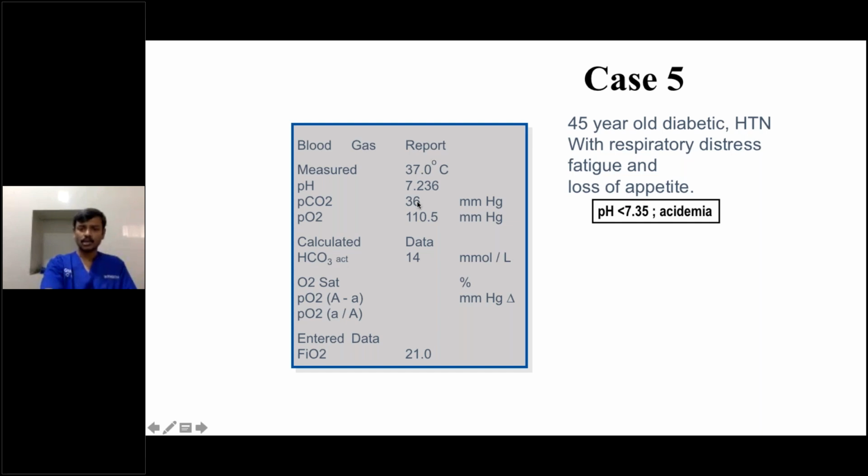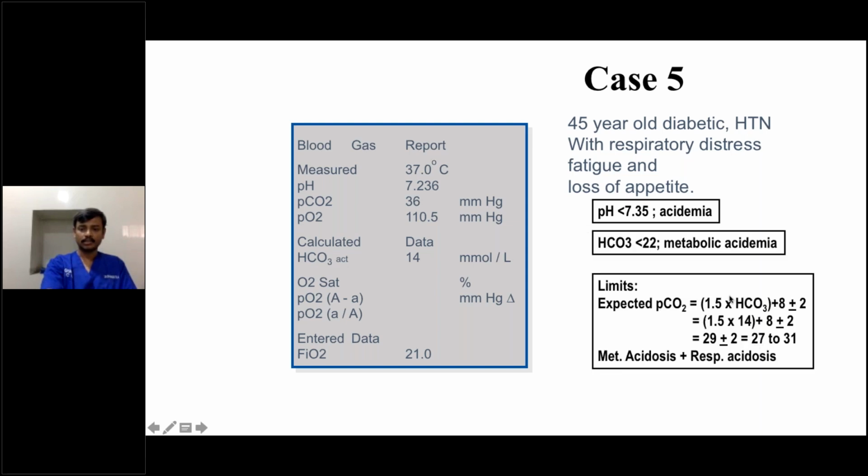We all should know: 1.5 times 14 plus 8 becomes 29. So the range is 27 to 31. It should be 27 to 31, but PCO2 is 36, higher than expected. So there is a respiratory acidosis also. In this case, there is a metabolic acidosis with inadequate compensation, as well as a respiratory acidosis. So how do you treat this patient? You should know the cause of the metabolic acidosis; in this diabetic patient, maybe diabetic ketoacidosis or lactic acidosis, and you have to treat it accordingly. So that is how we can treat here.